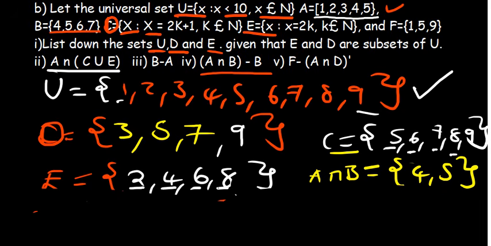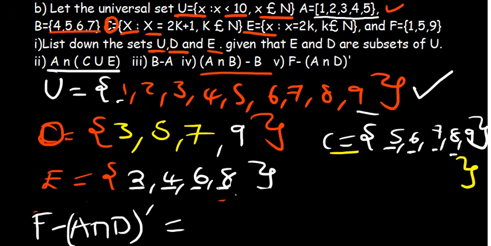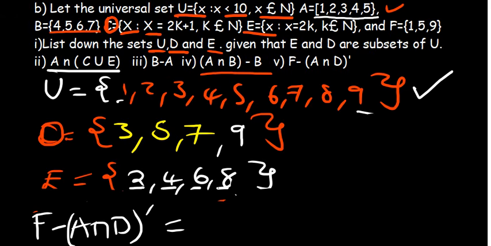Then the last one says F minus what? Minus A intersection D in brackets, complement of it. So before we get to move, we need to find what's in the brackets first of all. So in the brackets we've been given A intersection D. So I'll start with A intersection D. So A intersection D means the elements that are in A and D.